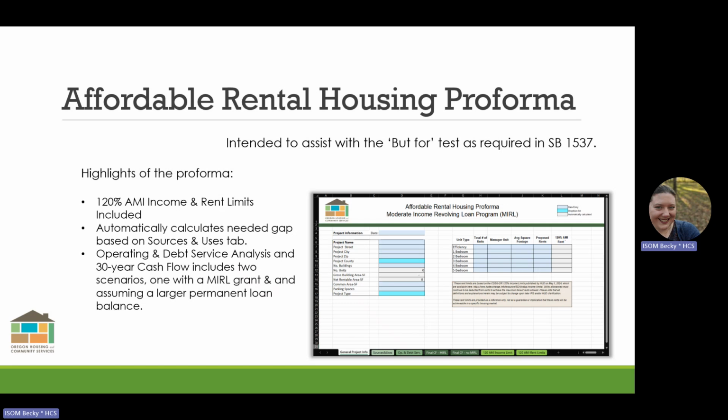The pro forma will automatically calculate the needed gap based on the Sources and Uses tab, which will feed into the without the MURL grant scenario. OHCS has included 120% area median income, or AMI, rent limits to assist with setting proposed rents.